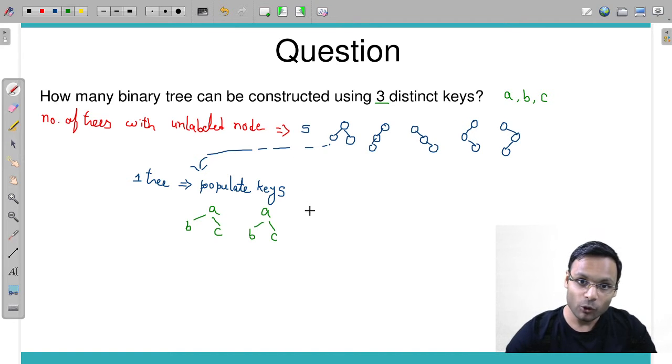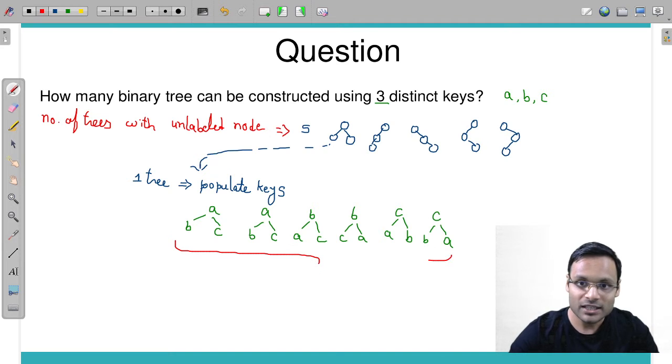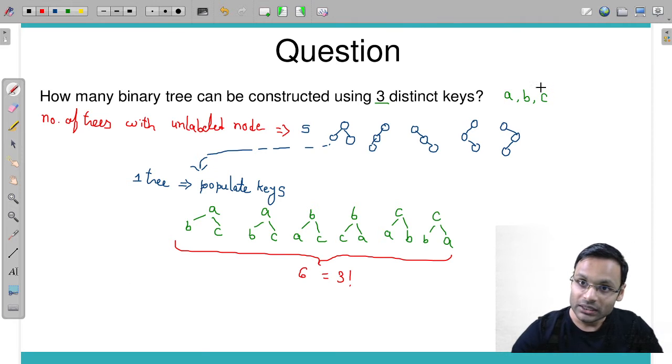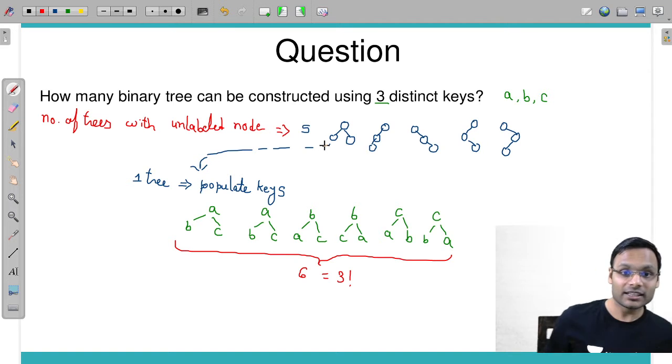Similarly, if I go for root as B, left side I can have A, right side C. Or root is B, left side C, right side A. If I take root as C, left A, right B, or root C, left B, right A. How many possibilities of populating the keys? 6, which is nothing but 3 factorial ways. There are 3 factorial ways in which you can keep these 3 keys in a single structure.